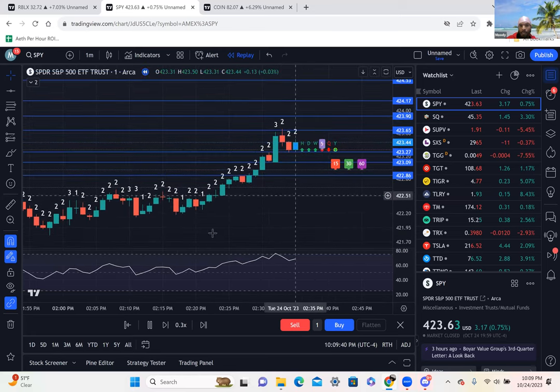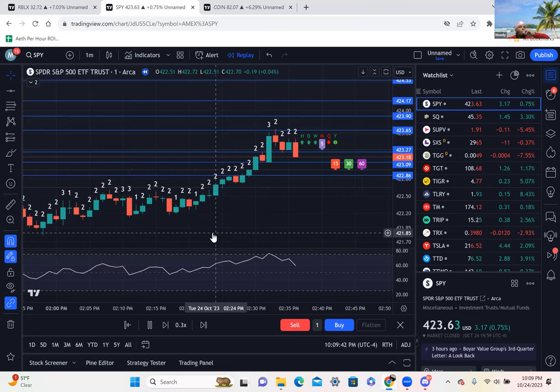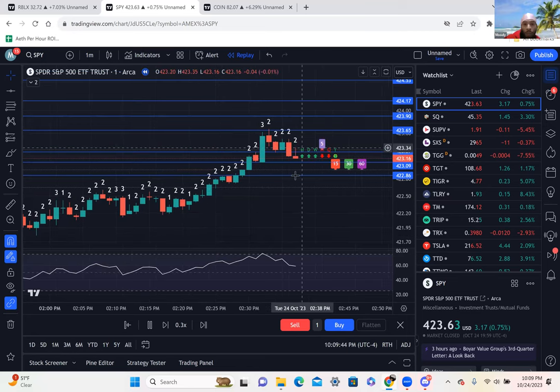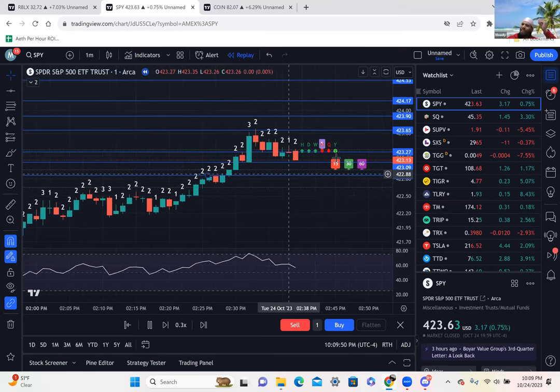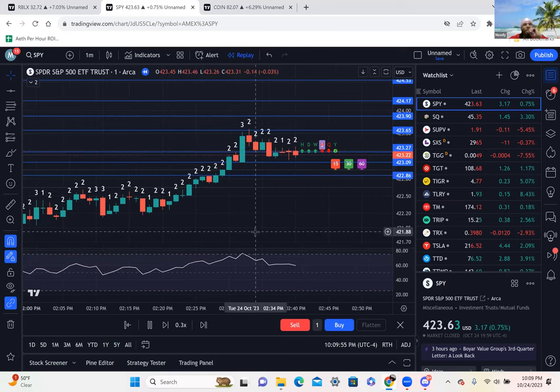Look at the bodies of these candlesticks. And you're going to laugh when you get a body and then you get a wick right back inside of your ranges. You're like, dang, how'd that happen? Like, ooh, rejection. Boop, right back. Stop playing.